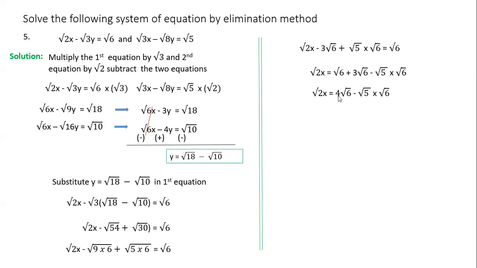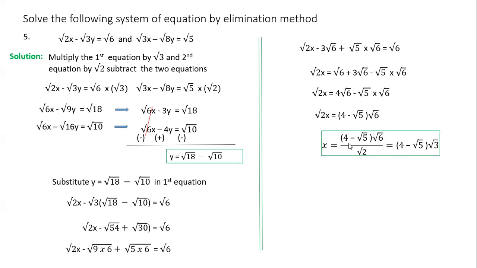So this is 1 root 6 plus 3 root 6 is 4 root 6, 4 root 6 minus root 5 root 6. Because this is not a perfect root, you take out root 6 common: 4 minus root 5. Bring this root 2 down, x is equal to root 6 into 4 minus root 5 upon root 2. Root 6 and root 2 can cancel and becomes root 3. So x is 4 minus root 5 into root 3. This is the value of x and this is the value of y.